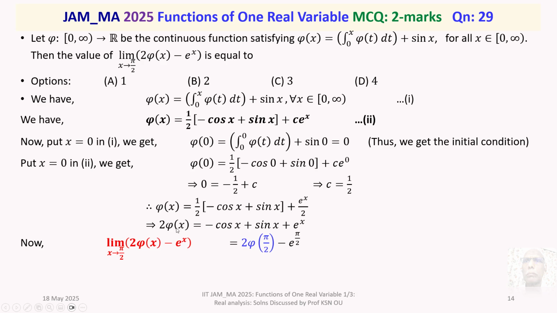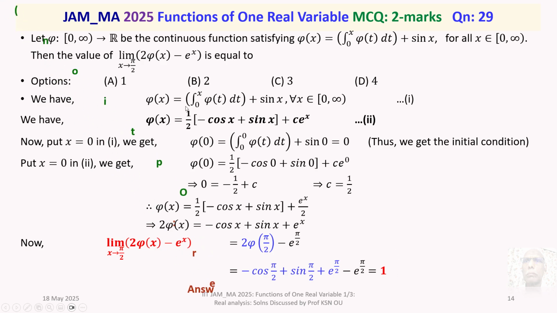And 2 times phi of x is known. In this, you substitute x is equal to pi by 2. So that will be minus cos pi by 2 plus sin pi by 2 plus e to the power of pi by 2 minus e power pi by 2. E power pi by 2 minus e power pi by 2 cancel, and cos pi by 2 is 0. You are left with sin pi by 2. The value is 1. Thus, the limit as x tends to pi by 2 of 2 times phi of x minus e power x is 1.